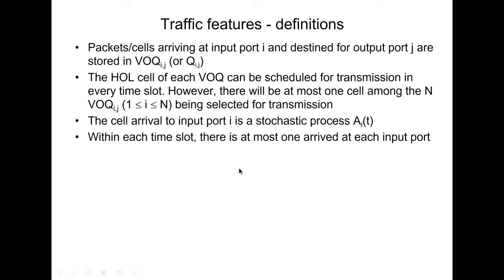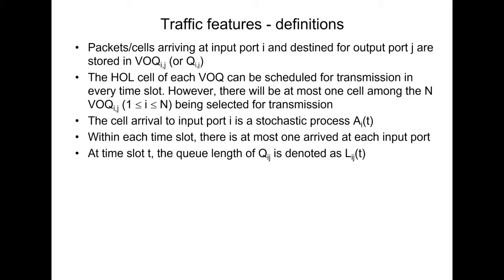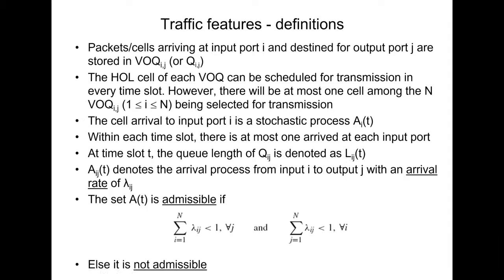So if you fix each time slot, there is at most one cell that arrives at each input, and we can also denote the length of the queue associated to the buffer Qij as Lij at a certain time t. Aij at a certain time t denotes the arrival process of packets or cells from input i towards output j. The average arrival rate is a parameter lambda ij.